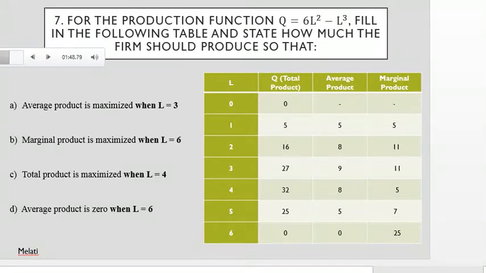For average product, you can divide Q by L. So if Q is 5 and L is 1, the answer will be 5. If Q is 16 and L is 2, the average product is 8. And marginal product, we can get by subtracting the previous total product from the total product. If total product is 16 and the previous is 5, the marginal product is 11. So average product is maximized when L is 3, marginal product is maximized when L is 6, and total product is maximized when L is 4. Lastly, average product is 0 when L is 6.